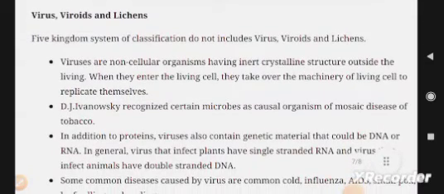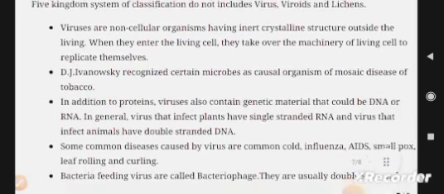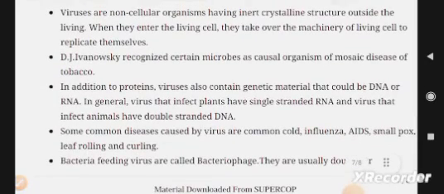Virus, viroids, and lichens. The five kingdom classification system of classification doesn't include virus, viroids, and lichens. Viruses are non-cellular organisms having inert crystalline structure outside the living. When they enter the living cell, they take over the machinery of living cell to replicate themselves. D.J. Ivanovsky recognized certain microbes as causal organisms of mosaic disease of tobacco.